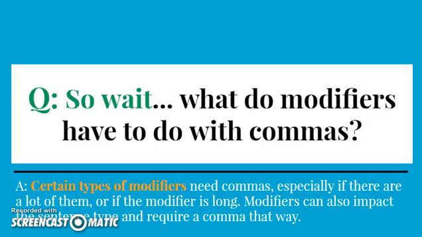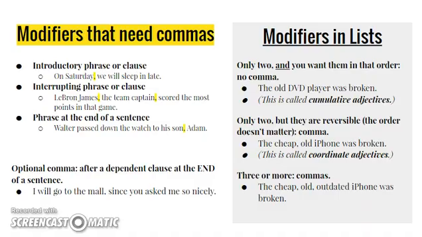So you might be thinking to yourself, wait, what do modifiers have to do with commas? This video is supposed to be about commas and modifiers. Well, certain types of modifiers need commas, especially if there's a lot of them or if the modifier is long. Modifiers might also impact what sentence type it is and require a comma that way. For example, we want to put commas after an introductory phrase or clause.